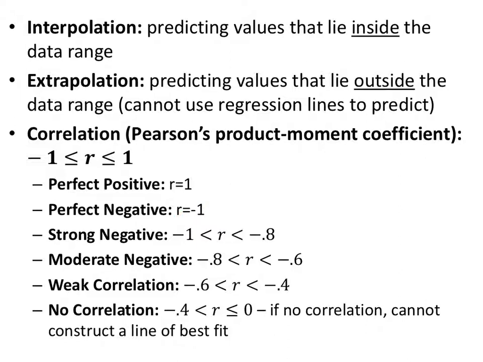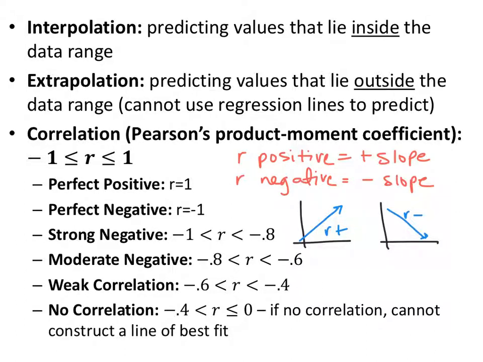We say something is strong if it's between 1 and 0.8, strong positive if it's positive, strong negative if it's negative. We say it's moderate if it's between 0.8 and 0.6, again positive if it's positive, negative if it's negative. It's weak if it's between 0.4 and 0.6, and there is no correlation if it's between 0 and 0.4. If there's no correlation, we do not construct a line of best fit.